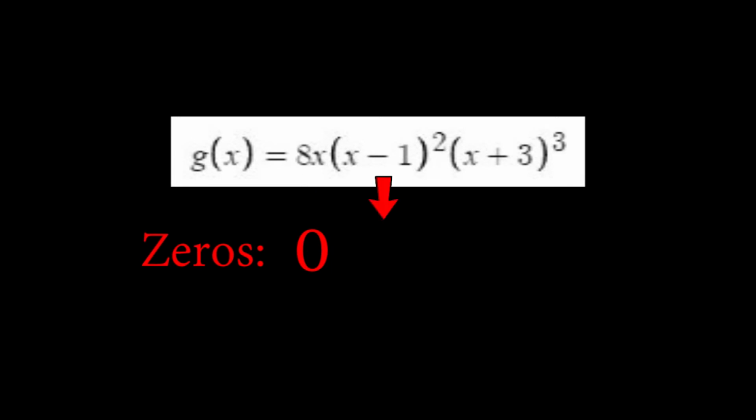Now let's look at x minus 1 squared. What would make that 0? Well, what's the opposite of minus 1? Well, that is a plus 1. 1 minus 1 will make that part of the polynomial 0. And look at the other, x plus 3 cubed. What would make that 0? Opposite of plus 3 is a minus 3. -3 plus 3 is 0. So my zeros are 0, 1, and -3 here with this function.